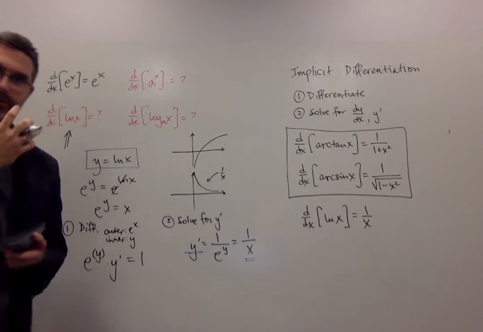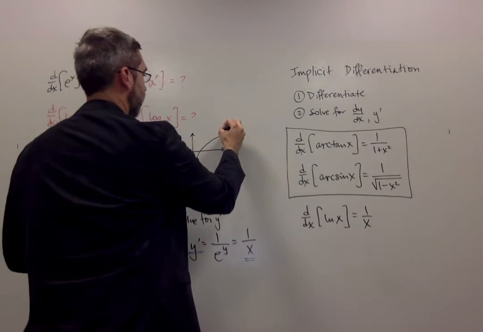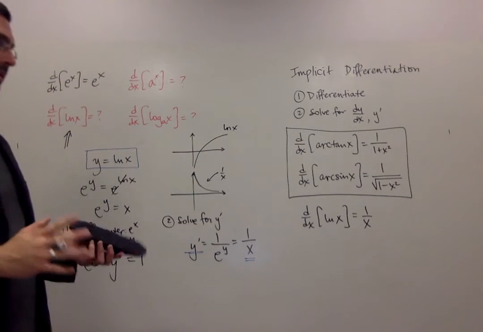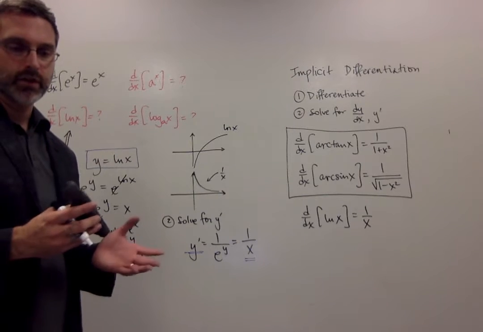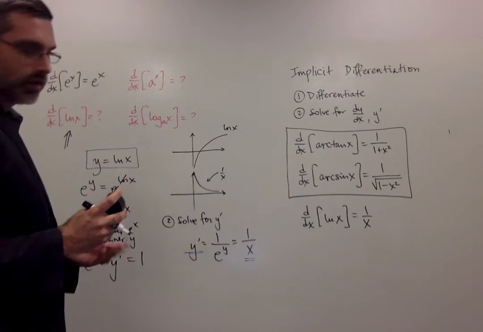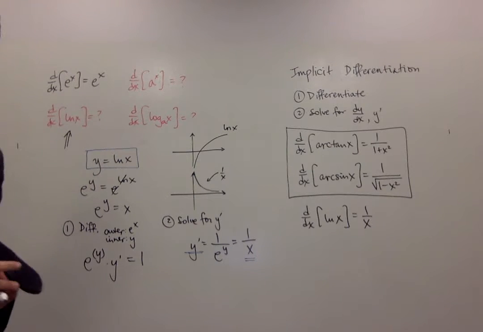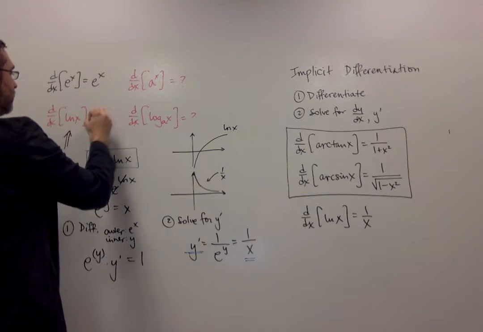Okay, so this is a reasonable answer. If I started with natural log of x, my derivative seems to be reasonable. And we've worked it out with algebra, so that gives us some confidence there. All right, so good. That actually gives us this formula right here: the derivative of natural log of x is 1 over x.